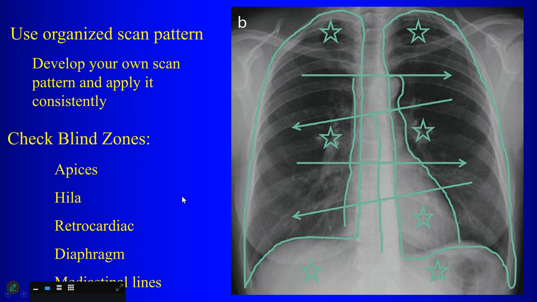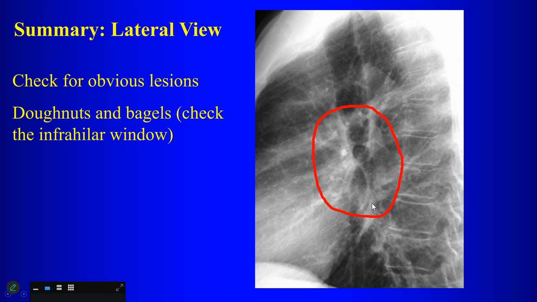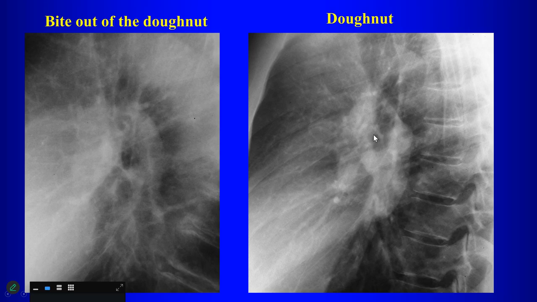We've covered all these areas of things we want to look at on our chest radiograph. We talked about looking at this area up there for symmetry, looking along the hila, looking at the paratracheal regions, the AP window, the diaphragms, retrocardiac region. Remember, the blackness of the lung should go to the edge of the ribs, especially along the apices and along the lateral chest walls. Okay? We talked about the infrahilar window, donuts, bagels, right? Donuts are not good on the lateral view. Donut sign, something's wrong. Okay?